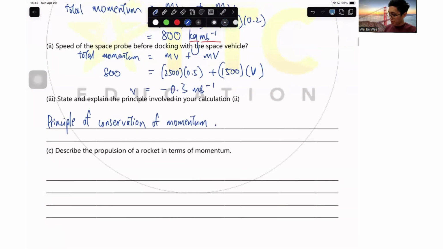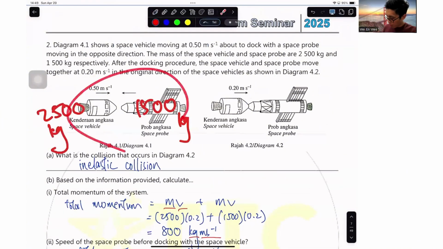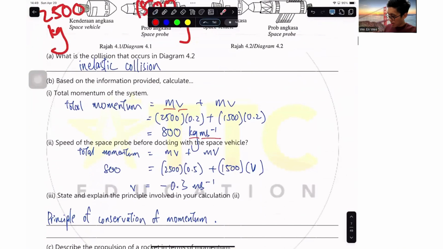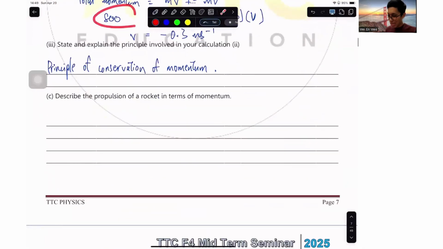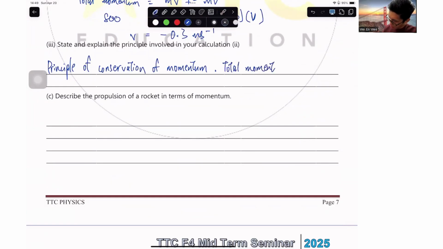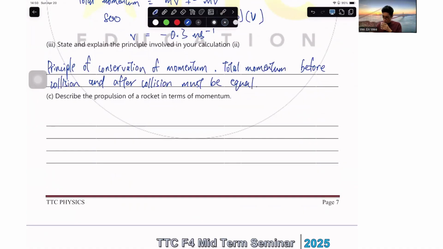Okay, so what does this principle say, right? You can say the total momentum before collision and the total momentum after collision must be the same, must be equal. Okay? Total momentum before collision and after collision must be equal or must remain the same.